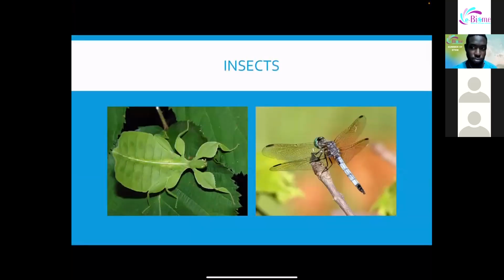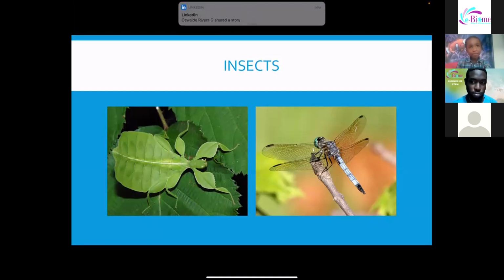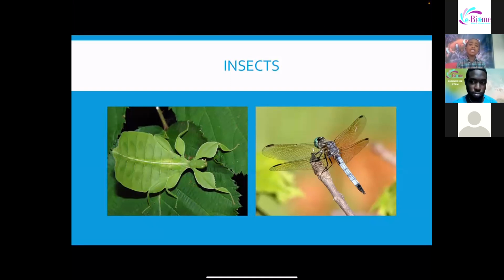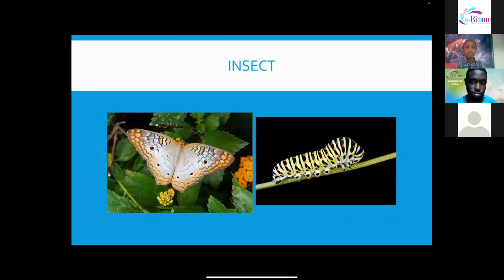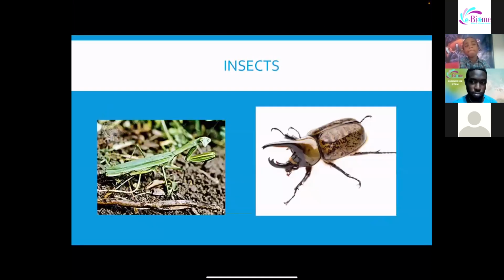So who can tell me what these insects are? The one on the right. A leaf bug, dragonfly. Yeah. What is the other one? I think it's a leaf bug because I think it's a cousin to the stick bug. Perfect, it is. Who can tell me which one is this? That's a butterfly and a caterpillar. Exactly. The caterpillar looks like a monarch caterpillar, and that looks like a common butterfly.